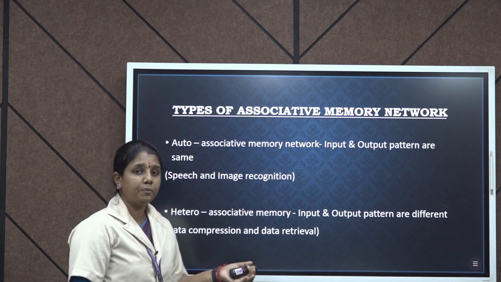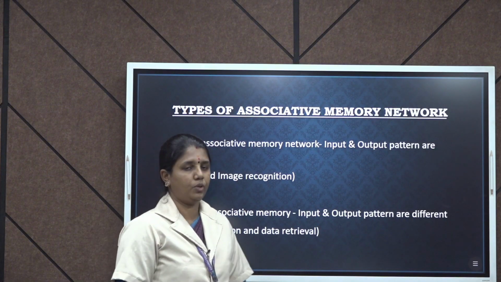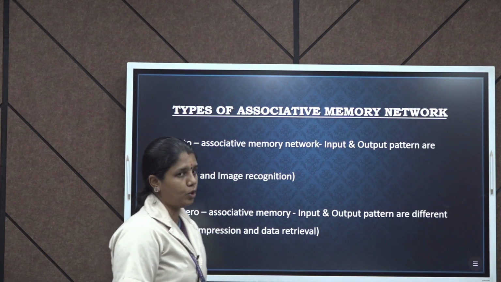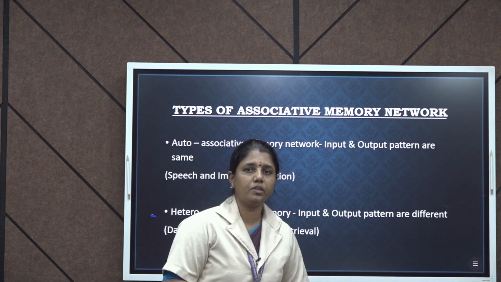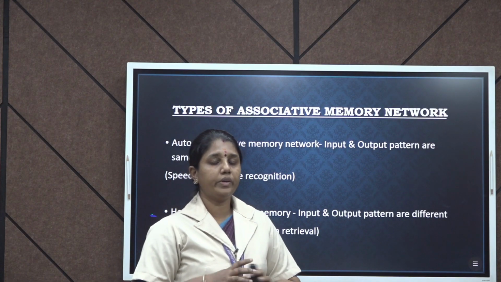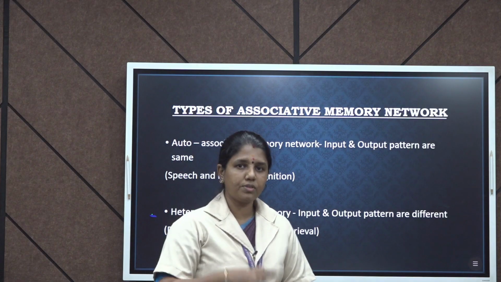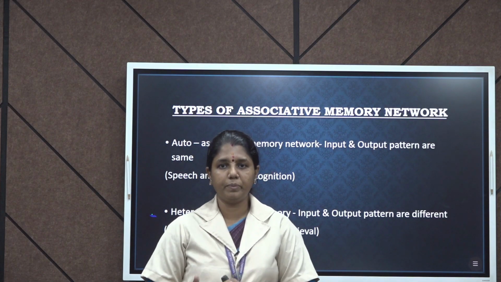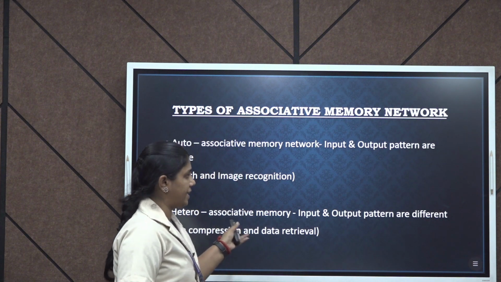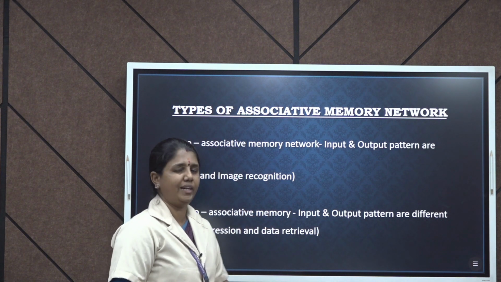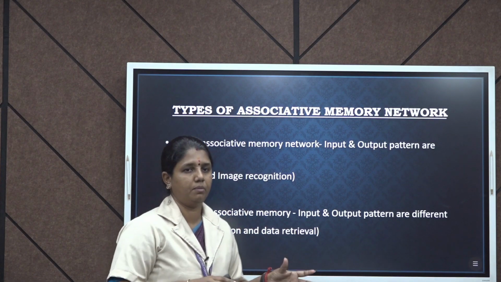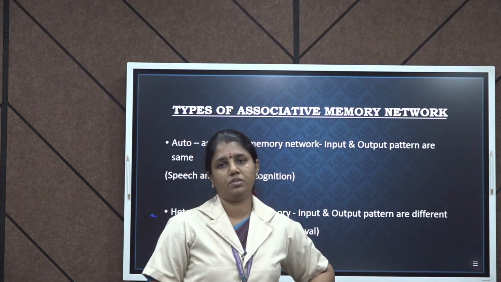And these are the types of associative memory. Next we are going to see the types: auto associative and hetero associative. Both have input data and output data, but they differ in that in auto associative the input data and output data are the same, but in hetero associative the input pattern and output pattern are different, whether in data or pattern. This is the major difference between auto associative and hetero associative.